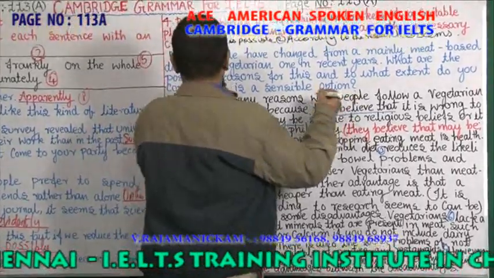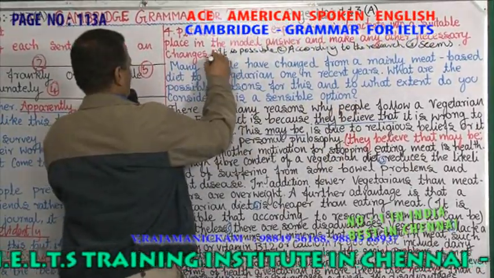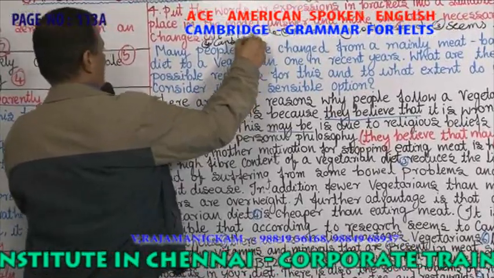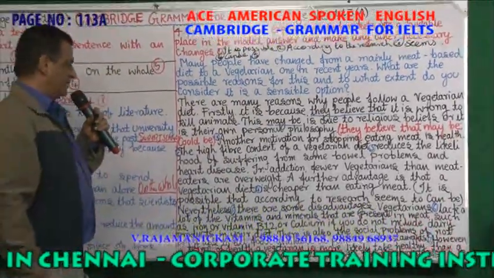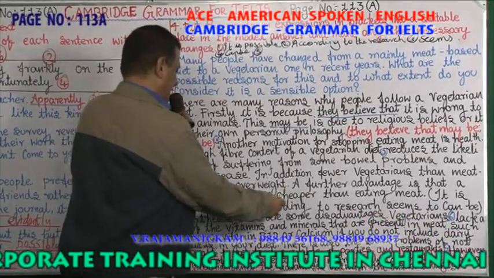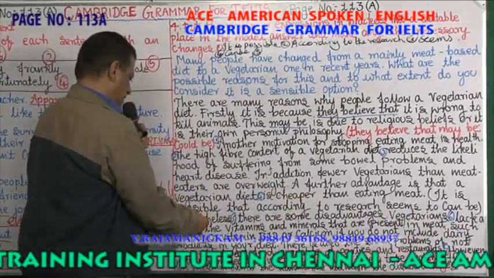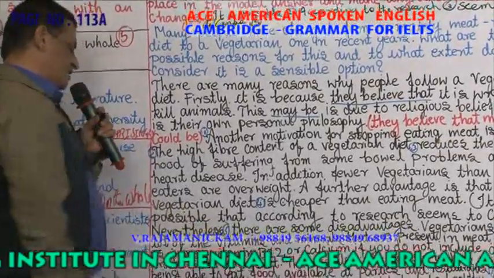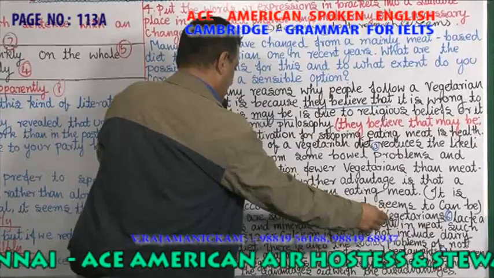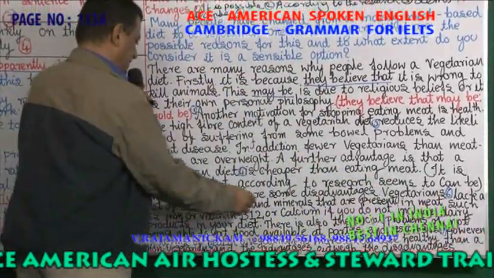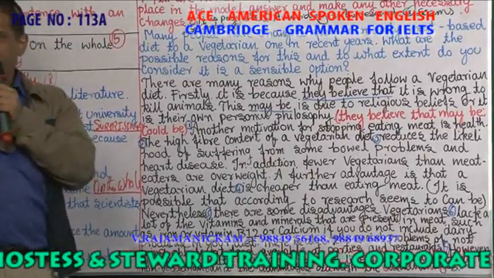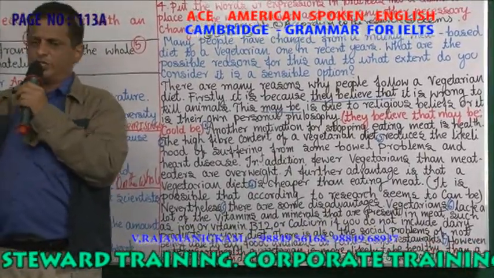Fourth is can be. So, another chance can be. What is that? The price of vegetarian food is cheaper than non-vegetarian. Okay. It is possible that, according to research, seems to, can be. Okay. Nevertheless means still. There are some disadvantages. Vegetarians lack a lot of vitamins and minerals that are present in meat. So, in meat there are a lot of vitamins which vegetarians miss.